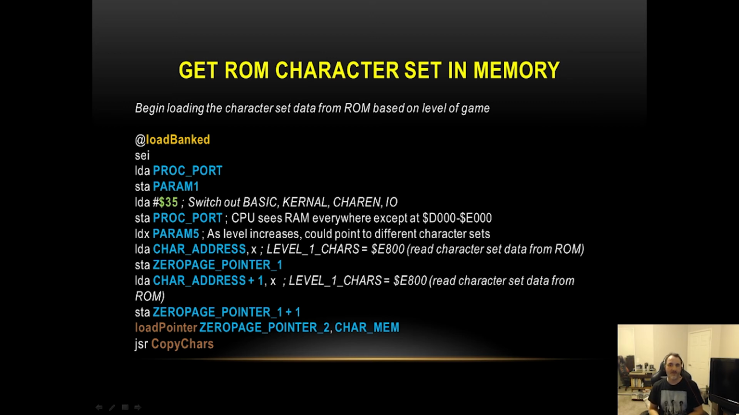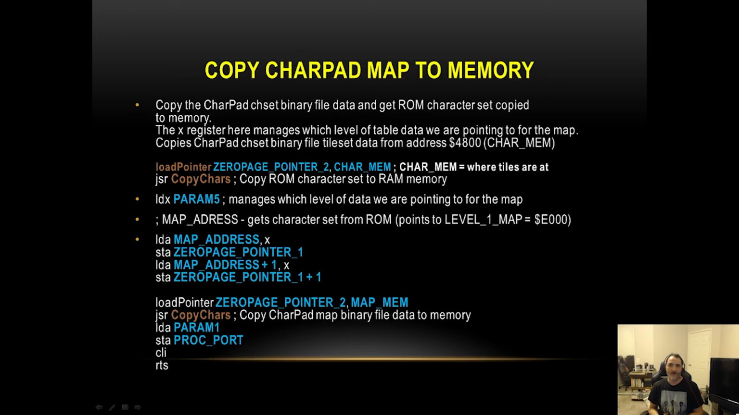And as you looked in the example we saw, what this is doing is basically allowing us to place those tiles on the screen. Copy CharPad map to memory. Copy the CharPad chset binary file data and get ROM character set copied to memory. The X register here manages which level of table data we are pointed to for the map.